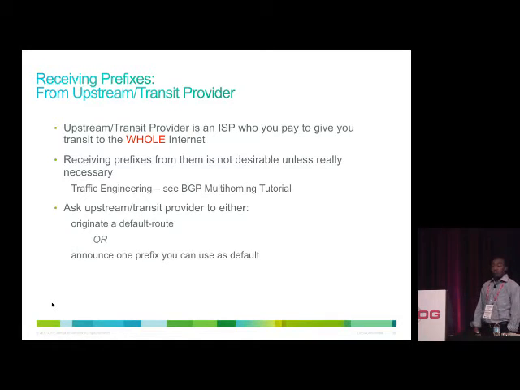Receiving routes from upstream transit provider. If you have just one upstream transit provider, there is no need to receive the full internet routing table from that service provider. You just receive a default route from that service provider. If you have multiple upstream service providers, obviously you will need to receive the full internet routing table.